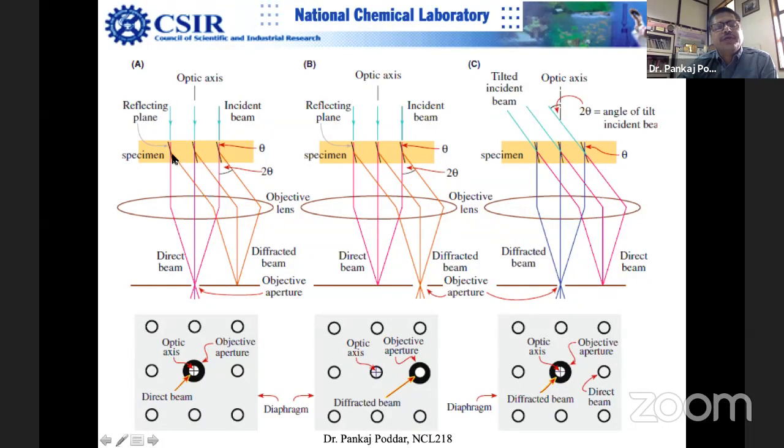The beams will diffract at a certain angle, 2 theta. Again, this schematic is misleading because these planes are not just diffracting here, but diffracting conically. You understand? There will be a cone around that, like here and here, all around at angle 2 theta.